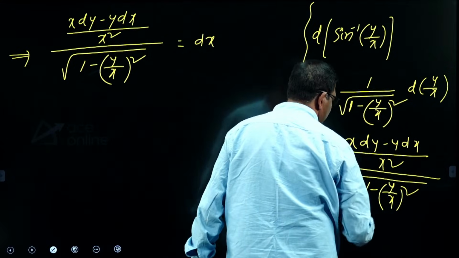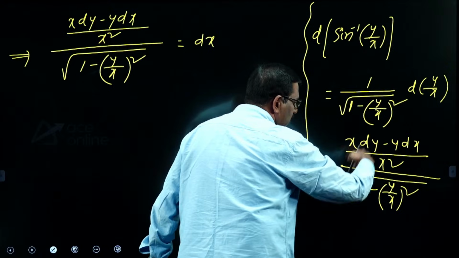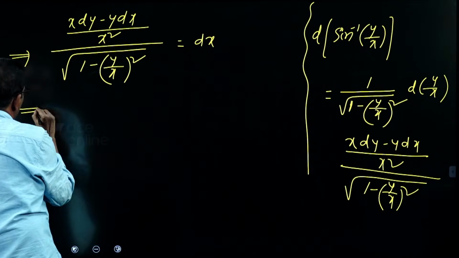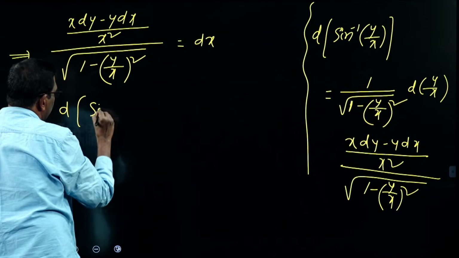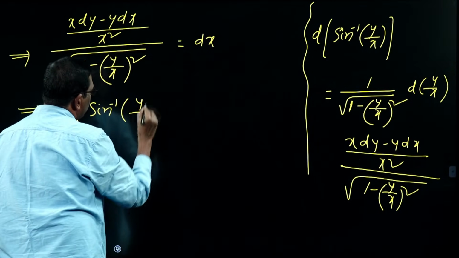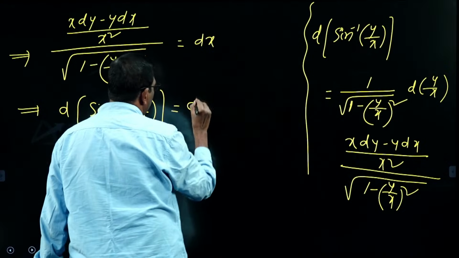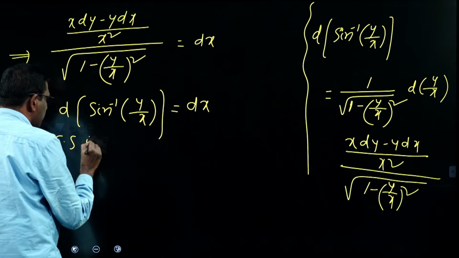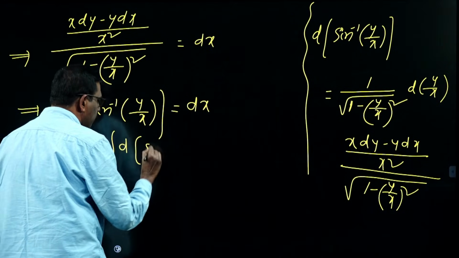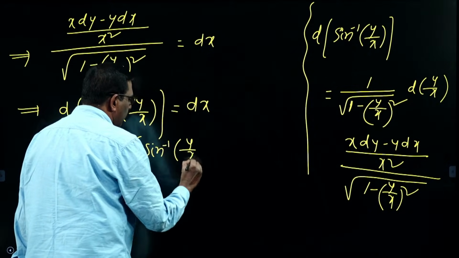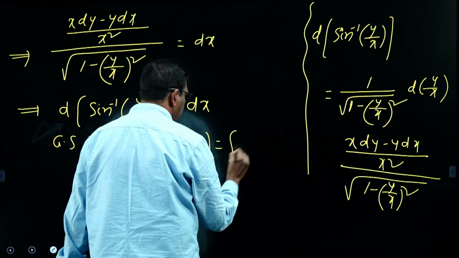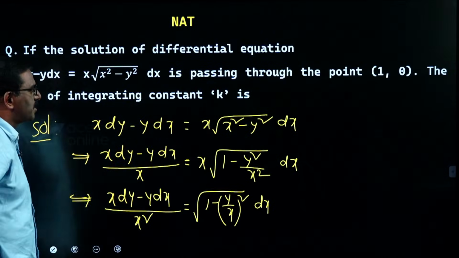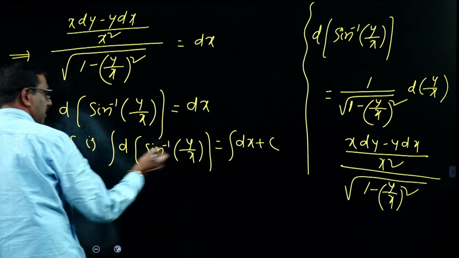x dy minus y dx by x square, divided by root over 1 minus y by x whole square, is completely the derivative of sin inverse y by x. So the derivative of sin inverse y by x is equal to dx. Now the general solution is the integration of the derivative of sin inverse y by x, equal to integration of dx plus c. Here, that integrating constant they named k, so I am writing it as k.